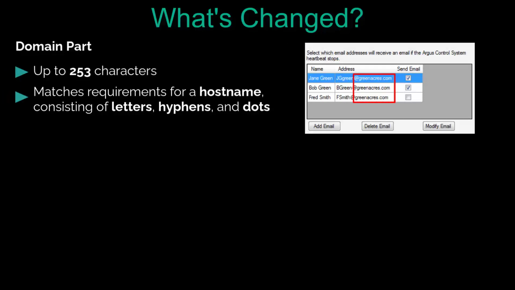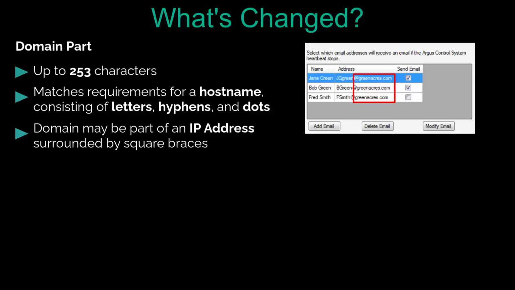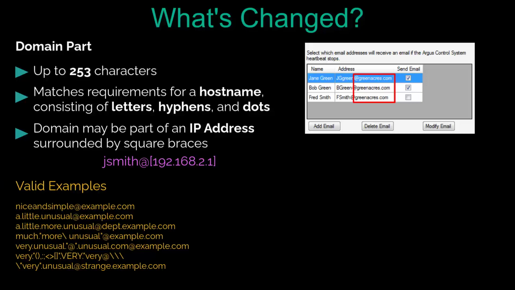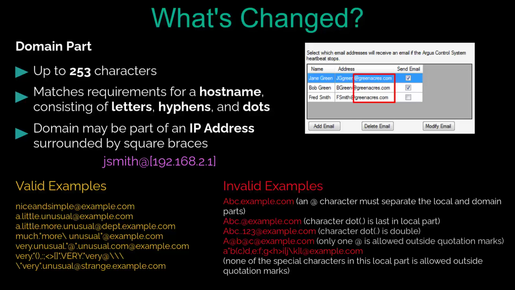Domain. The domain must adhere to the following strict guidelines, up to a maximum of 253 characters. It must match the requirements for a hostname consisting of letters, hyphens, and dots. Domain may be part of an IP address surrounded by square braces, such as jsmith at 192.168.2.1. Here are some valid examples. Here are some invalid examples.